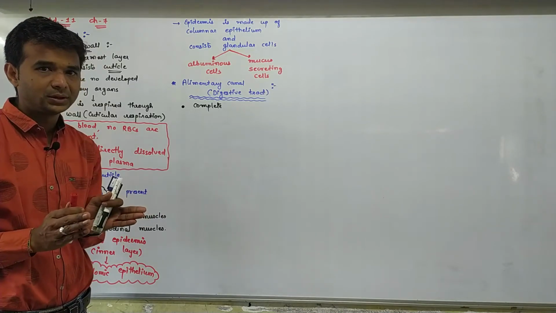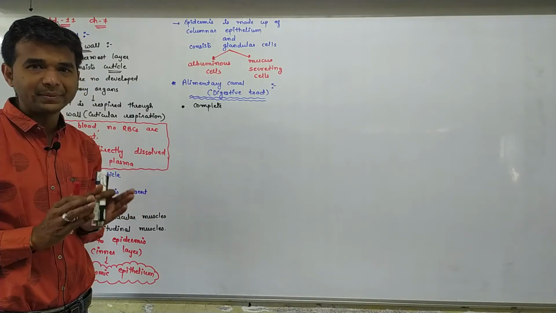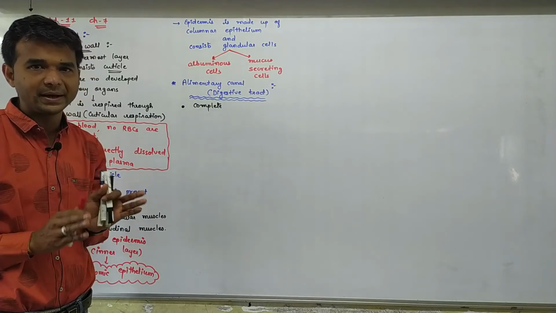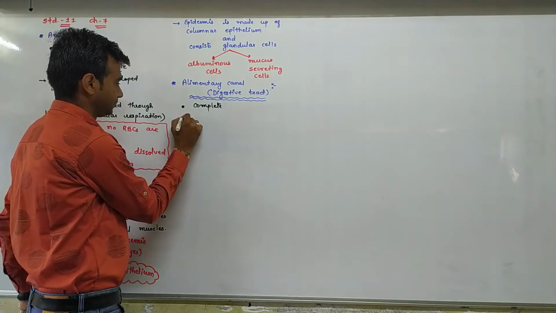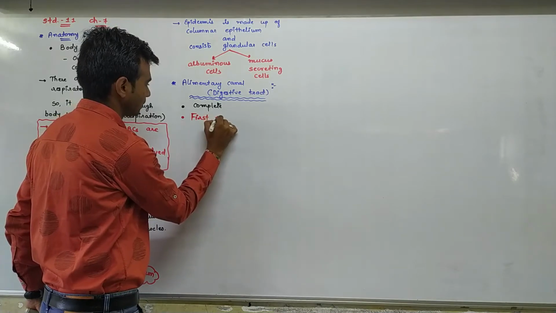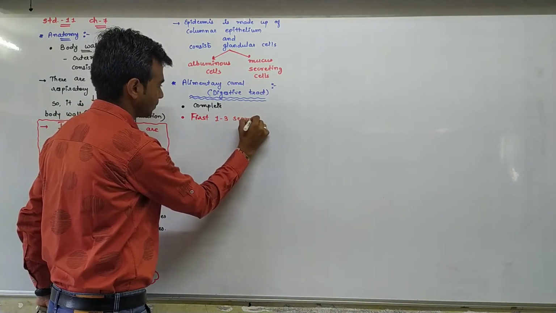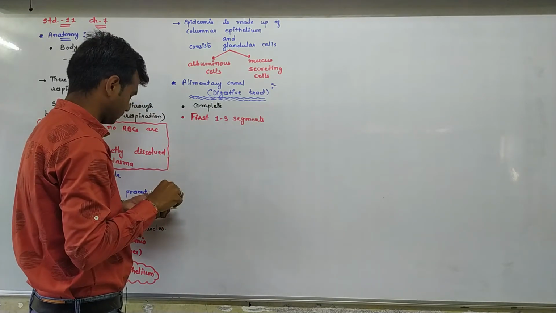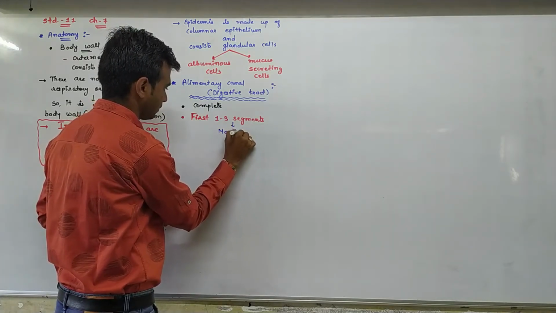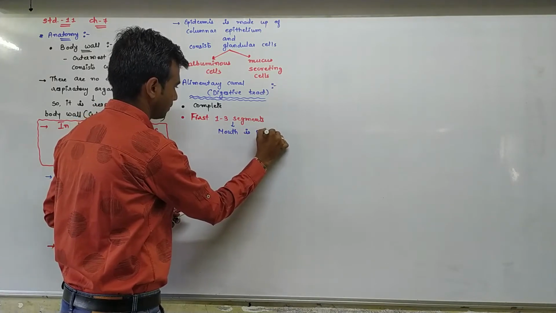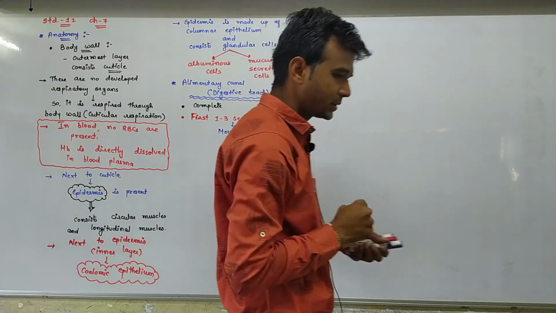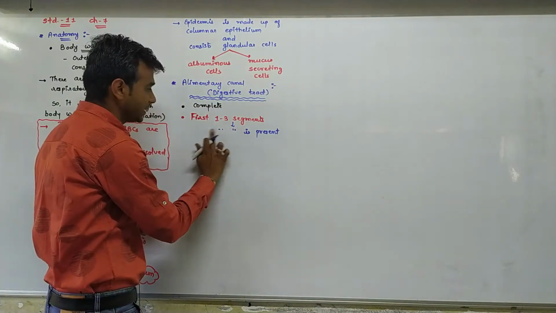Now I can divide the whole earthworm body into different fragments, and according to the alimentary canal, which components are present in which fragment, I will tell you. Here the buccal cavity is present.